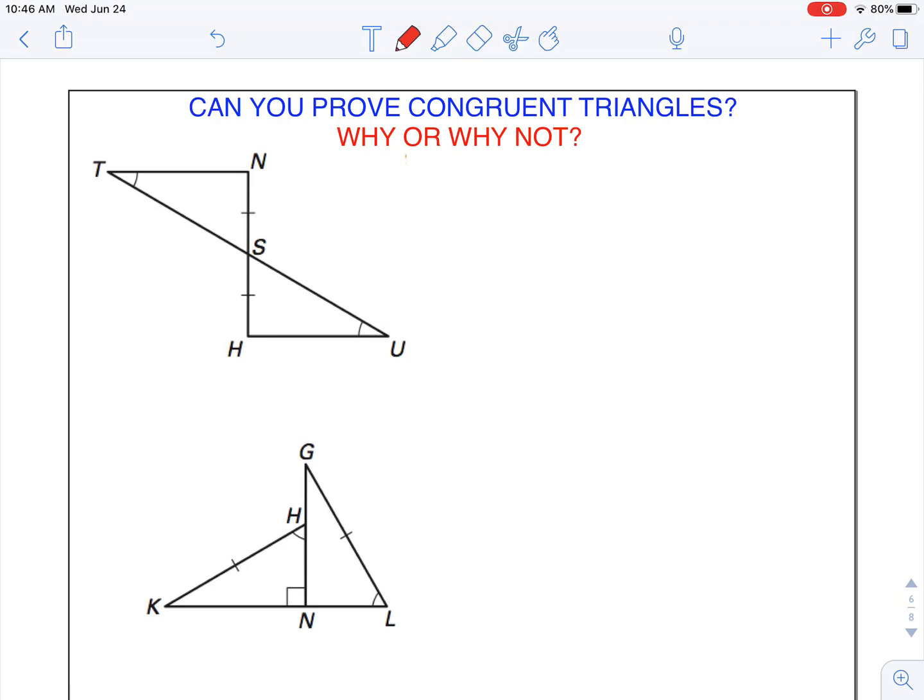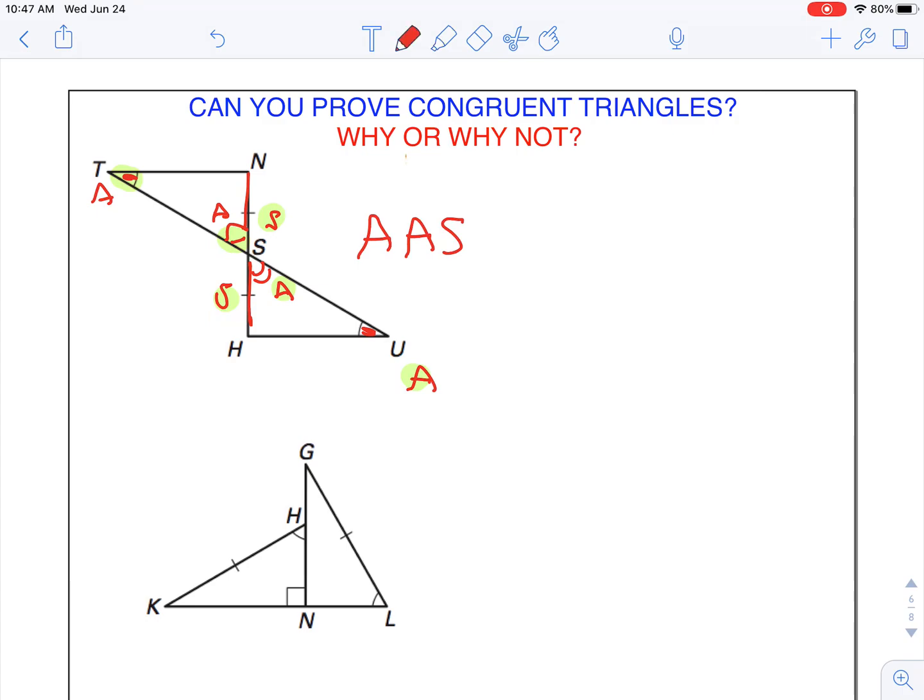So what we have here is this angle and this angle are corresponding and congruent, so we have an angle. We have this side and this side, so we have a side. We also have this angle and this angle with vertical angles, so we have another angle. So we have angle, angle, and then a side. That's the order. So we have angle, angle, side in both triangles.